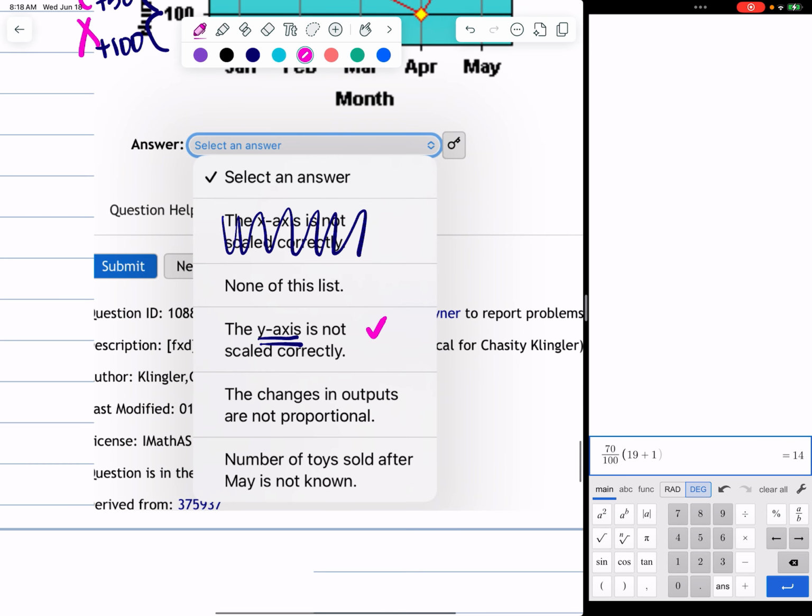I'm going to skip the outputs one for now. I'm going to go down to the number of toys sold after May is not known.